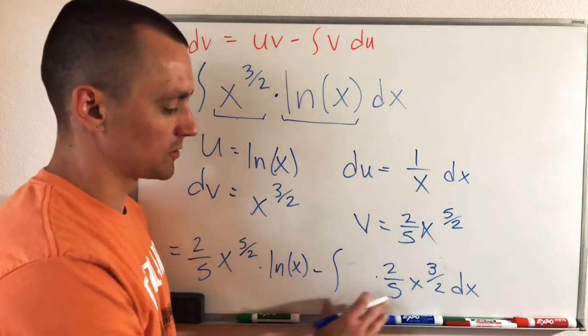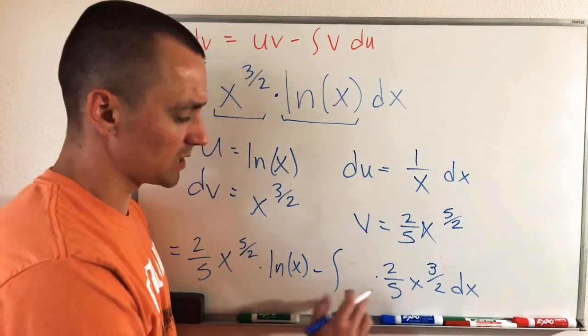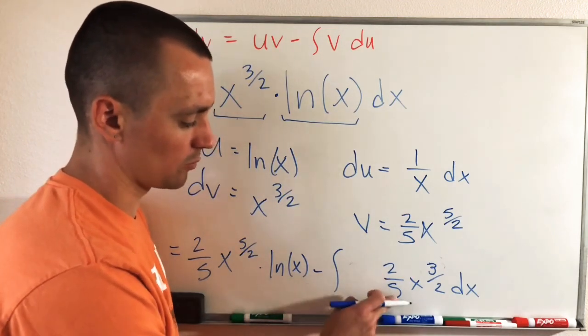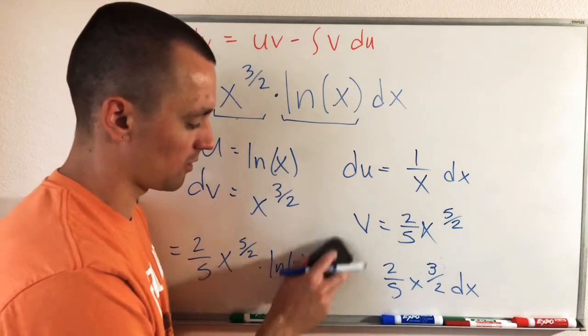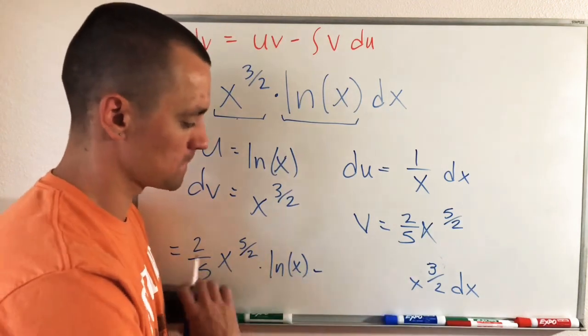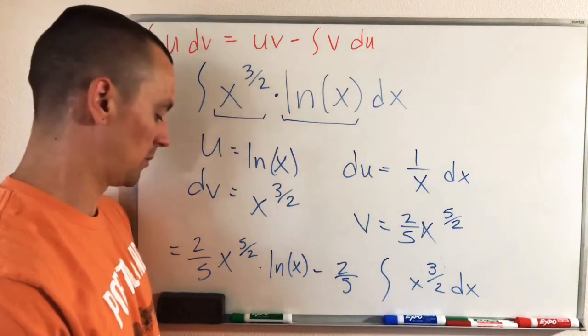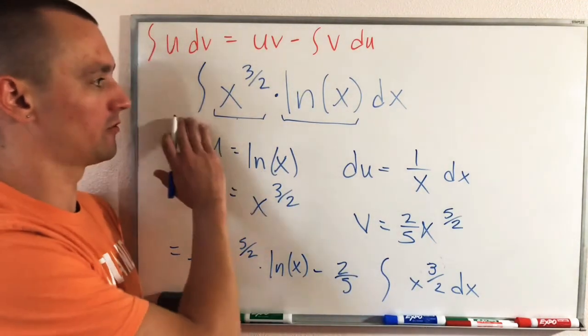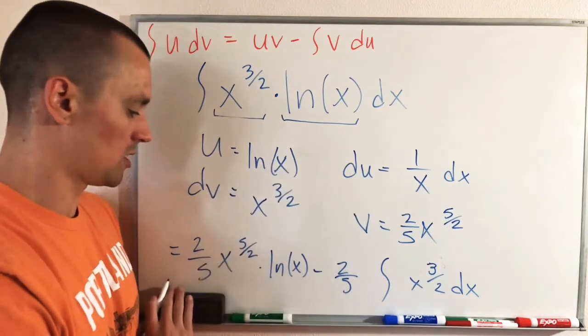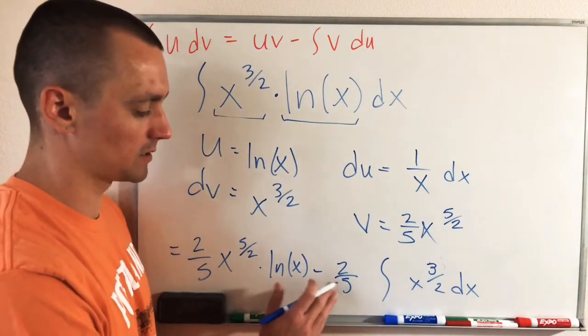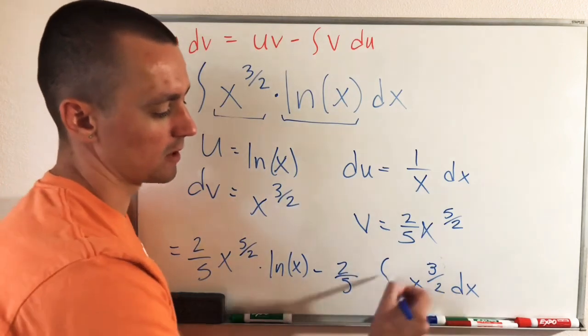Now, to simplify this integral, we can move the constant out front, so we move the 2/5 out to the front of the integral. So we're left with a pretty simple integral, right? Now we've converted this into 2/5 x to the 5/2 times ln x minus 2/5 times this much simpler integral.